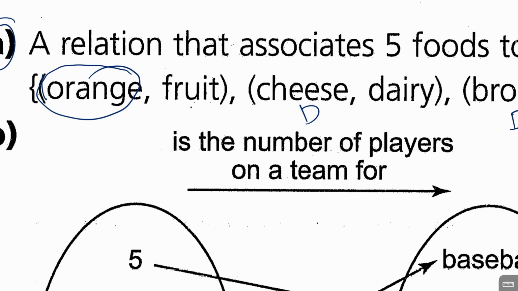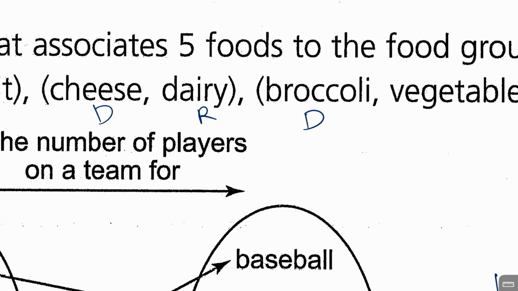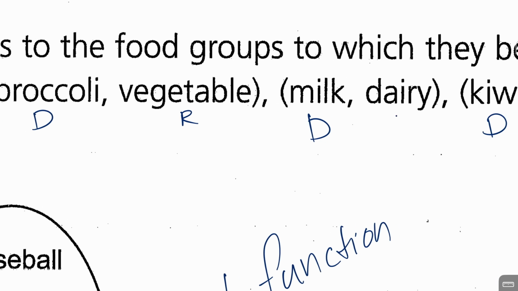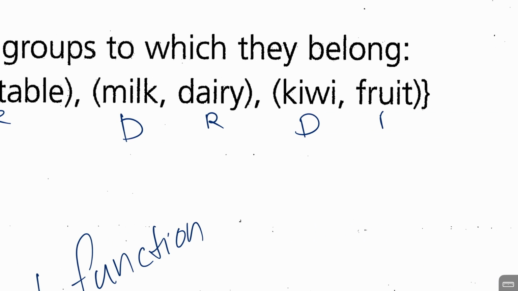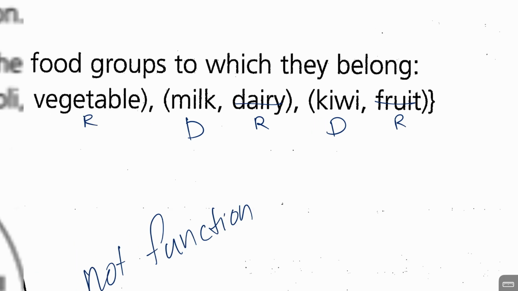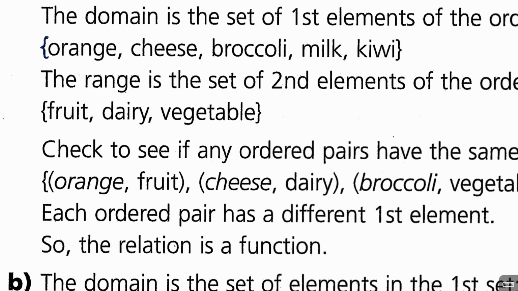Now we have range: fruit, dairy, vegetable, again we have dairy, and fruit is also repeated. So you don't need to say dairy and fruit twice. Therefore my range is fruit, dairy, vegetable.